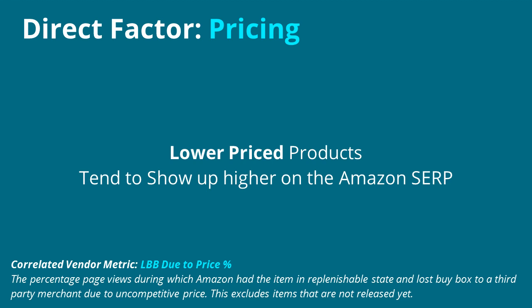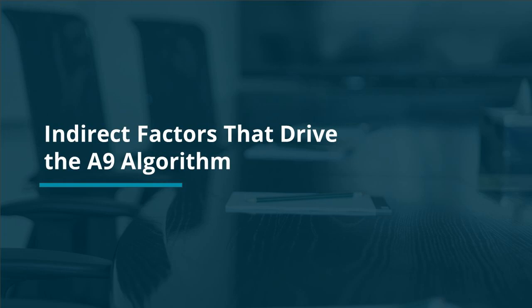The buy box as well is just that orange button on the right side of a product detail page that allows you to add to cart. Excellent. So those are the direct factors which drive where a product shows up on the SERP.